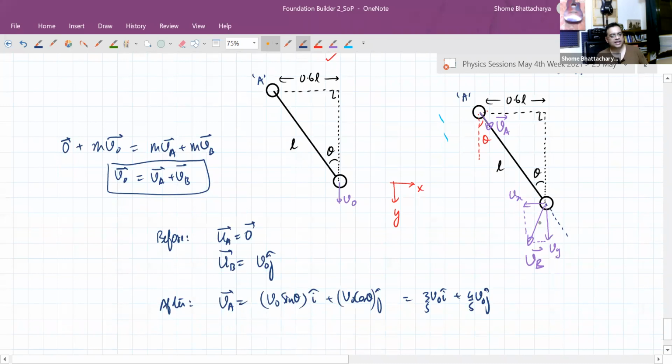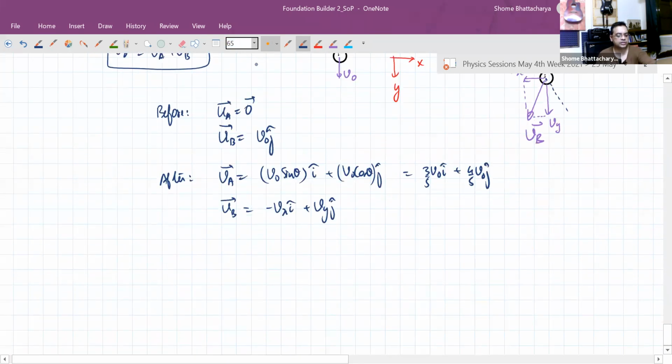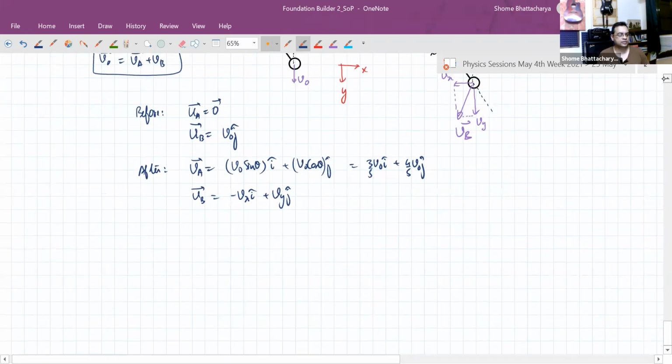B's velocity, we don't know this angle. So we have to take both the components as unknown. So we are just taking it as minus Bx I cap plus By J cap. Minus because it's along the negative x direction. So now when we apply this conservation of momentum equation, we'll get two individual equations, one along the x-axis, one along the y-axis.